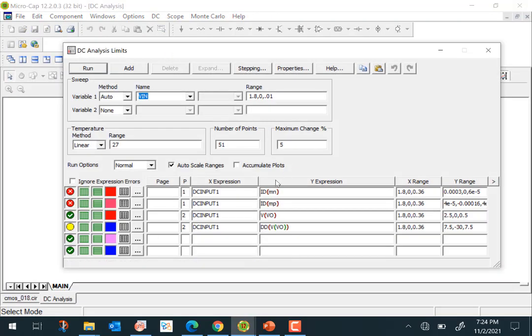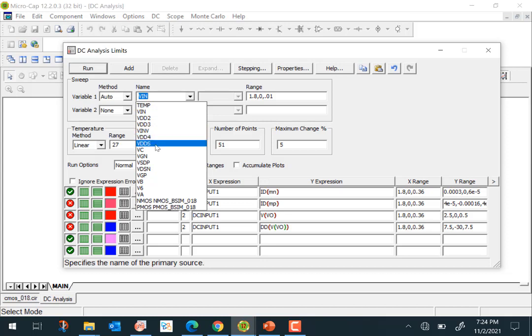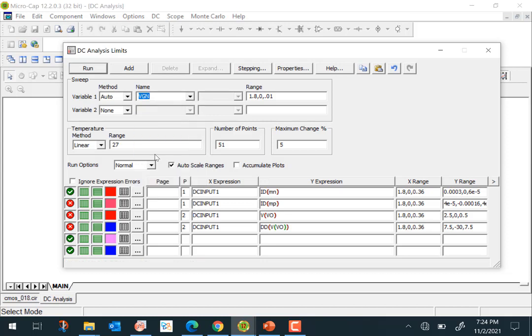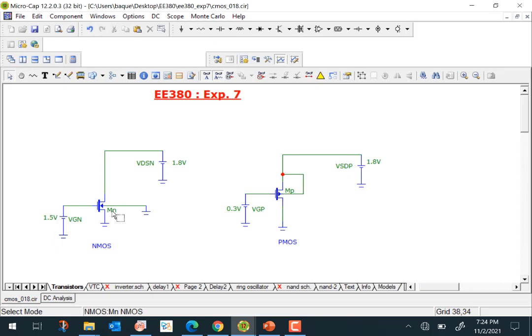Note that the first thing, let's disable this here. The first thing that we'll do is look at ID of Mn, which is the name of the transistor here. What we are going to vary is VGN, the gate voltage, from 1.8 to 0 in steps of 0.01. So we are going to look at the drain current of the NMOS transistor here. Mn is the name of the transistor here, all right?